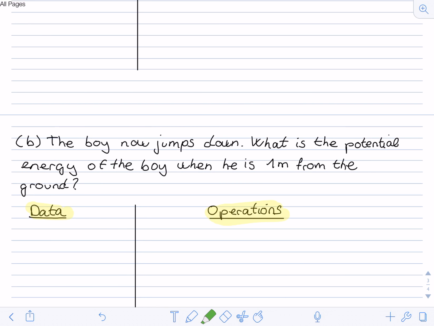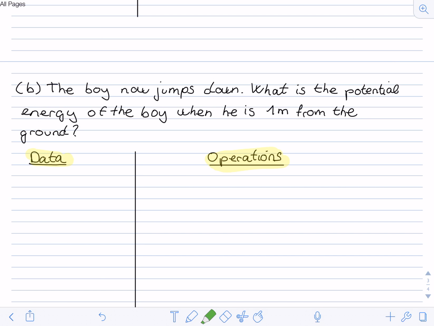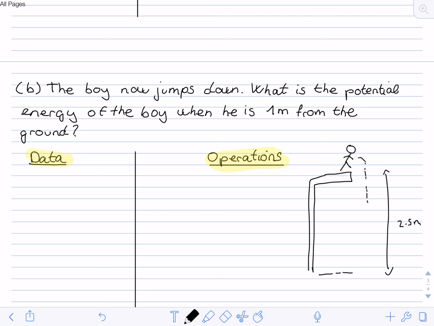Let's do part B. The boy now jumps down. What is the potential energy of the boy when he's 1 meter from the ground? Okay, so if the boy is here, this is the roof. And this is the boy here being really happy, and he's about to jump. So this is 2.5 meters. This is the ground. Okay, 2.5 meters. So the question is asking us, what is the potential energy when the boy is 1 meter from the ground?